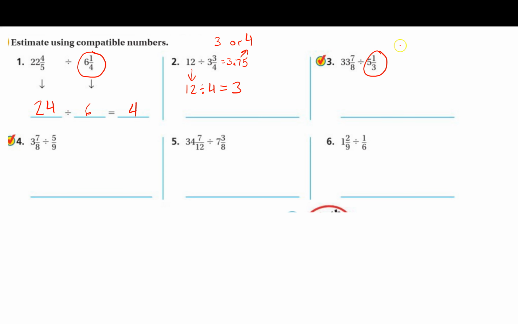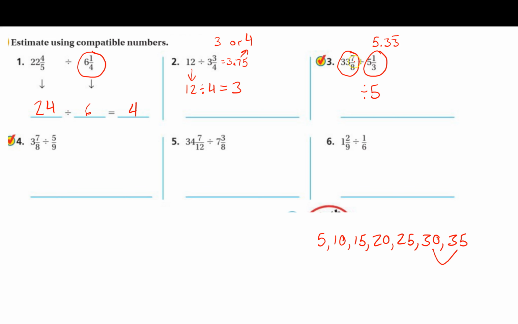So 5 1/3, if we changed it to a decimal, would be 5.33 with a repeating 3. And that's going to be closer to 5. So when I figure out what I want this number to be, I want 5 to go into this number very easily. So if I don't know exactly what number that should be, I'm going to count by 5s, and I want to get as close to 33 7/8 as I can. 5, 10, 15, 20, 25. You should be using your scratch paper on this. 30, 35. So I'm trying to decide between 30 and 35.